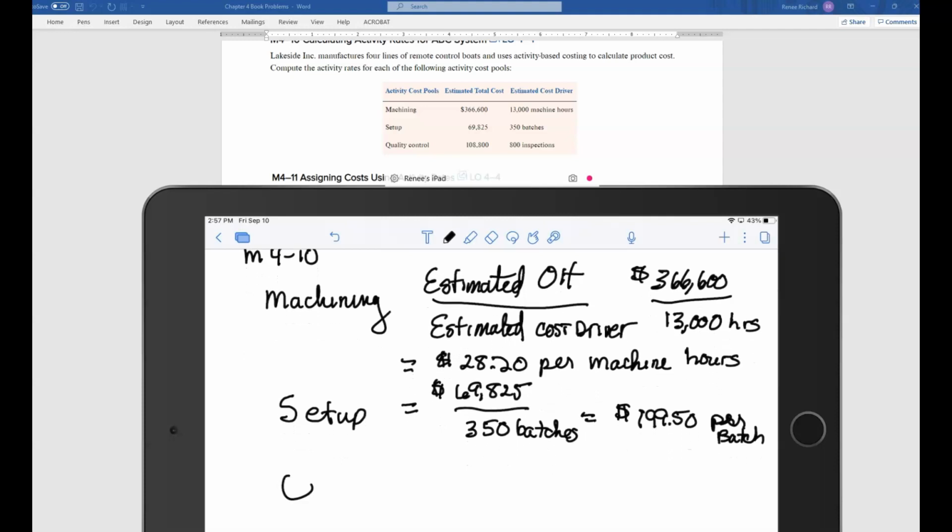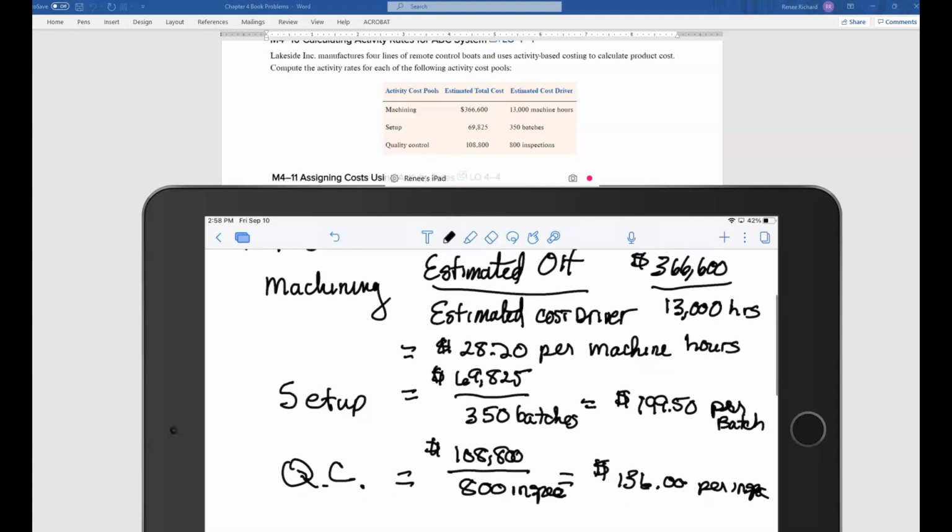The third one is quality control, QC. Total estimated overhead, $108,800, divided by the driver, which in this case is inspections, 800 inspections. The driver, or the base, you can call it, and that way you remember what side of the equation it goes on. That's $136 per inspection.